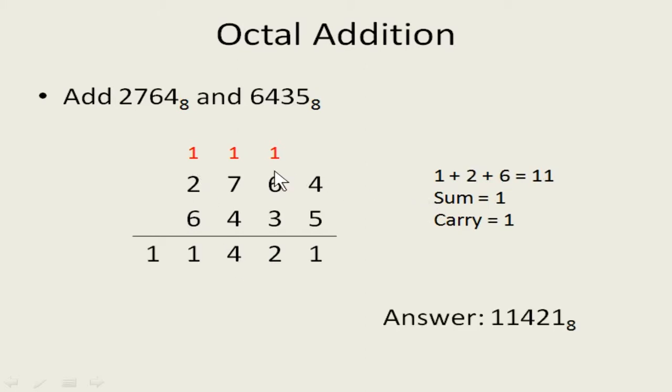Next, you got again another 3 numbers. 1 plus 2 is 3, and 3 plus 6 is 11. After 3 you got 4, 5, 6, 7, then 10, then 11. So you got 11. Your sum is 1 and the carry is 1. You don't have any other digit beyond that, so you are going to put that 1 down. So 11421 is the octal value for the addition.